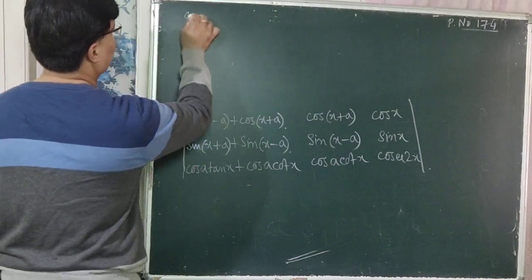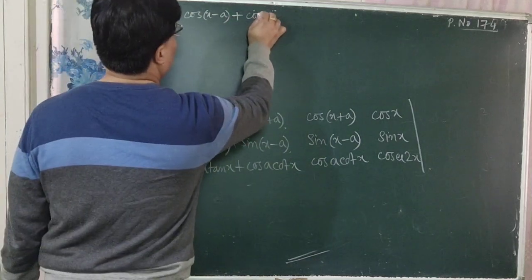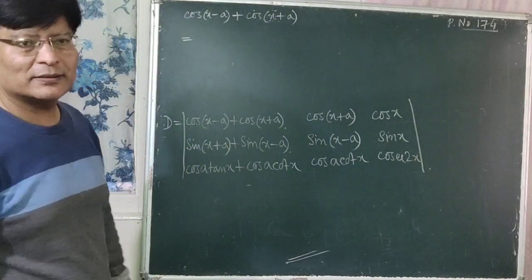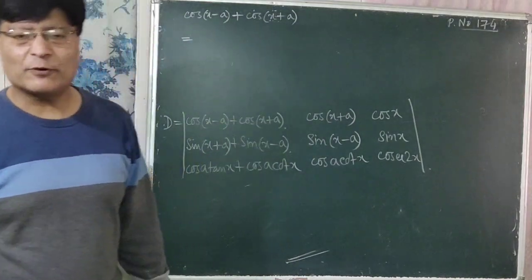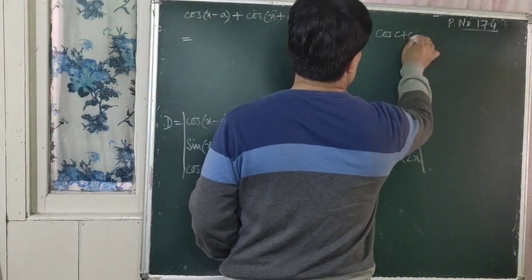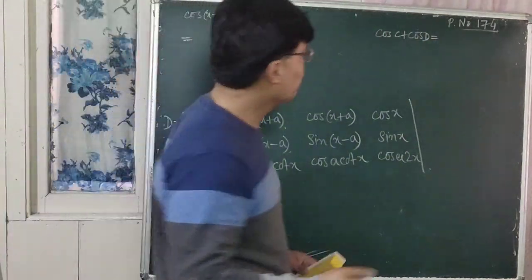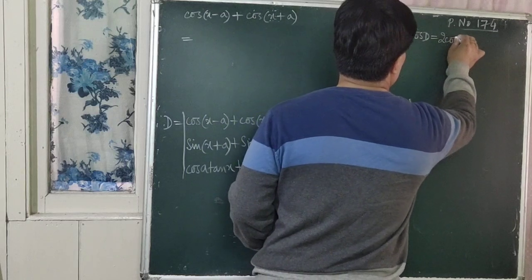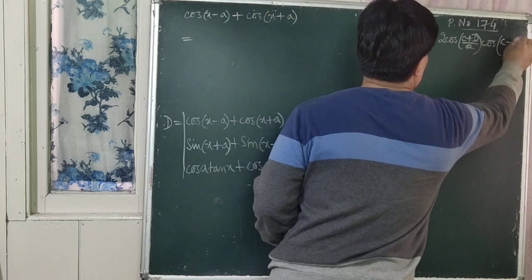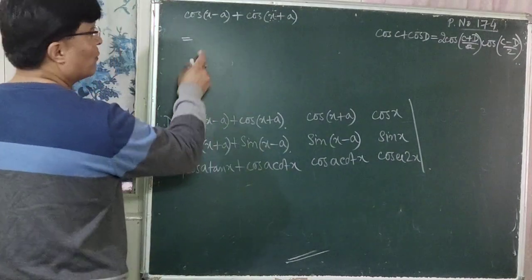Now this first element, cos of x minus a plus cos of x plus a is equal to, now which formula is used here? Cos c plus cos d. You know that formula in class 11. What is cos c plus cos d? Can you tell me? It will be 2 cos of c plus d by 2 cos of c minus d by 2, right? So this is the formula. So use the formula here.